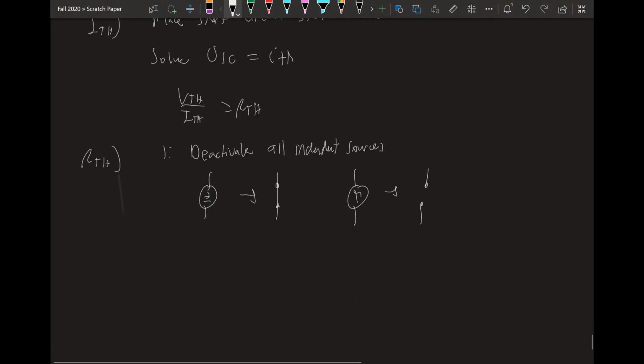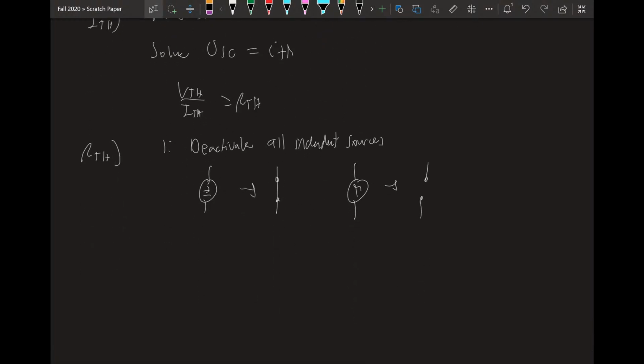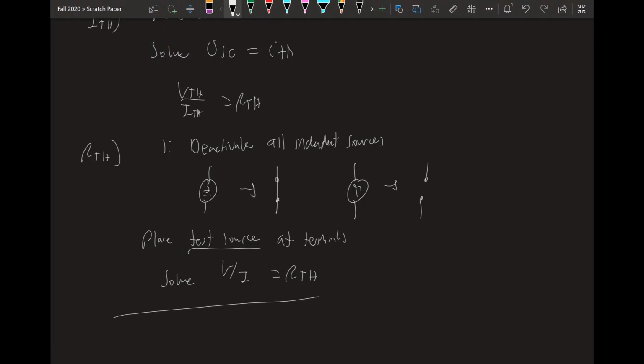Your next step is to place a test source at the terminals. Once you place this test source, you're going to solve for the ratio of the voltage over current at the terminals, and that equals your R Thevenin. And then something to note is that if there are no dependent sources, you can just speed this up by just finding the equivalent resistance between the terminals, and that'll be the same thing. But in general, this is how you do it.